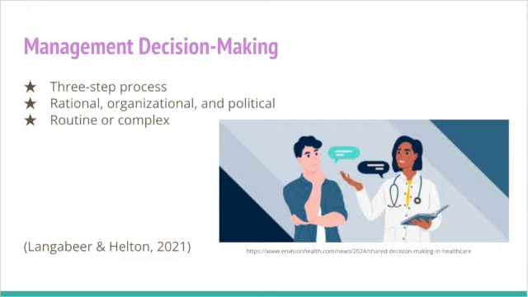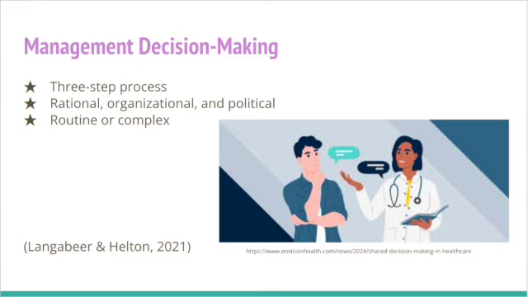If operations managers want to make decisions on changes that can be implemented to reduce long wait times, they should have an understanding of the decision-making process, which is a 3-step process. Decision-making is rational, organizational, and political, and the process can be routine or complex. The 3 steps in the decision-making process are: number 1, finding occasions to make a decision; 2, finding possible courses of action; and 3, choosing among many options.